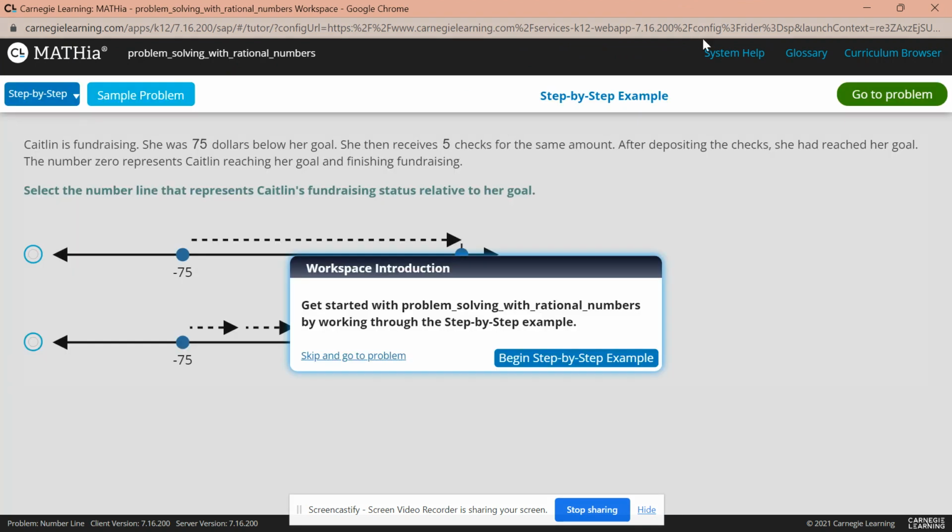Let's get started. When you start problems, my dears, it is imperative that you take a look at the step by step. As you notice, when I was showing you the different types of problems, they give you a step by step for each one. You need to use them. This is a number line problem that we're working on. You see the number line there. This is the step by step you should look at. There are also sample problems that they give you. We are going to go straight to the problem.